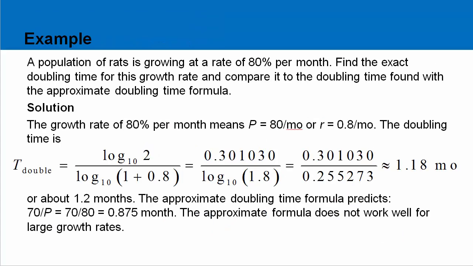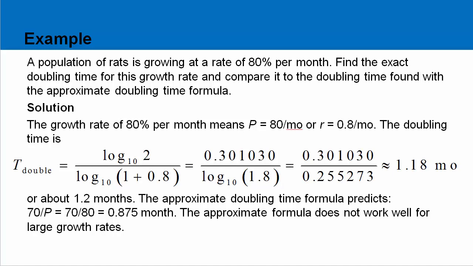Here's an example using the formula. Population of rats growing at a rate of 80% per month. Find the exact doubling time for this growth rate. So we know all we have to do is plug everything in. So log base 10 of 2 over log base 10 of 1 plus r. And remember, r is our growth rate written as a decimal, so 80% becomes 0.8. And of course, we put that together, and 1 plus 0.8 just becomes 1.8. Take the log of the top, the log of the bottom, do the math, and it takes approximately 1.18 months.